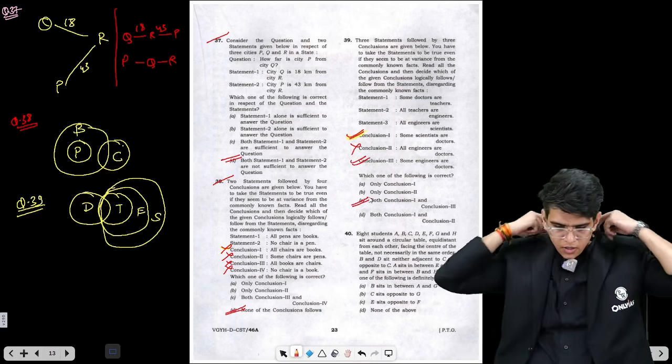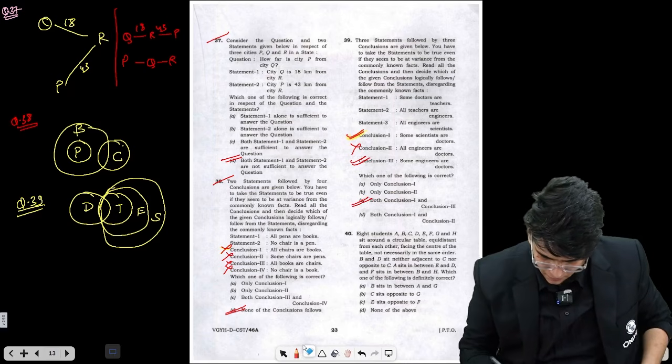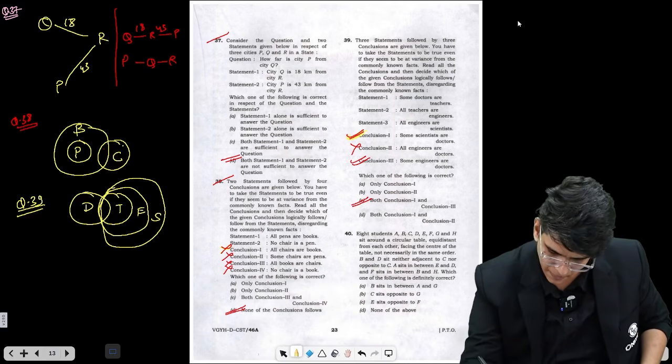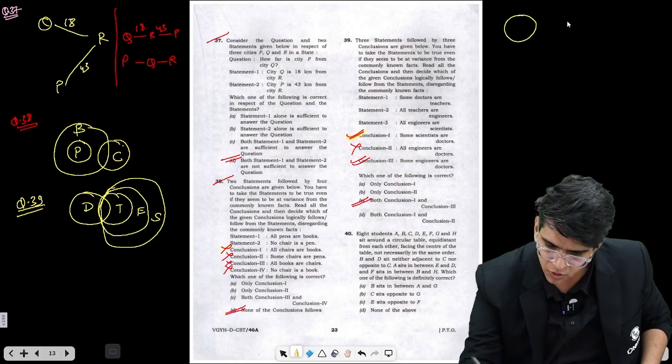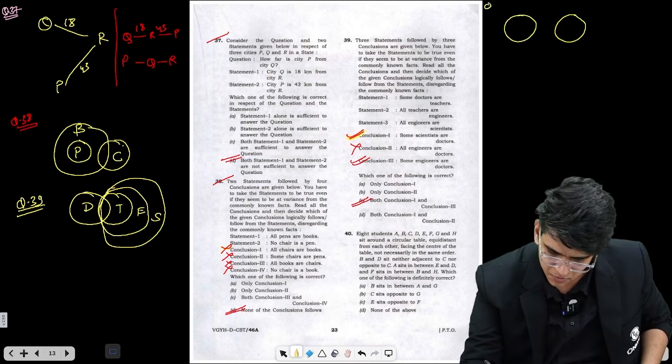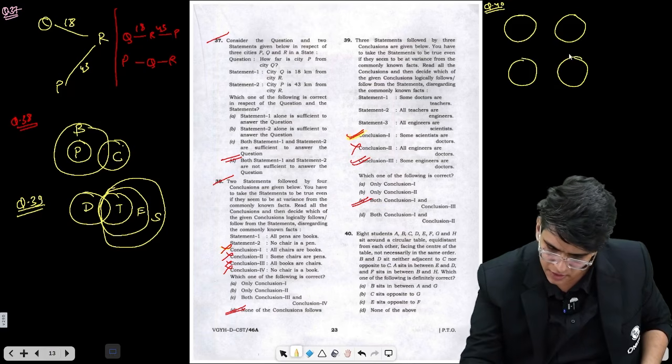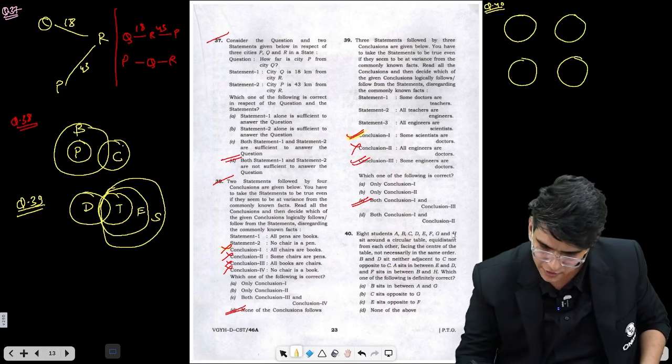Okay. For question number 40, there are multiple possibilities. I am making 4. There are more. There are multiple possibilities. How many people? 1, 2, 3, 4, 5, 6, 7, 8. There are 8 people, right?